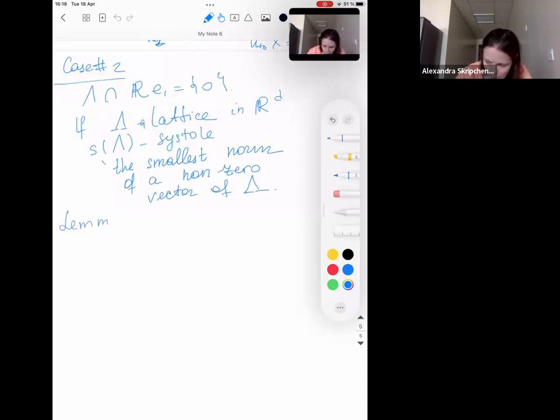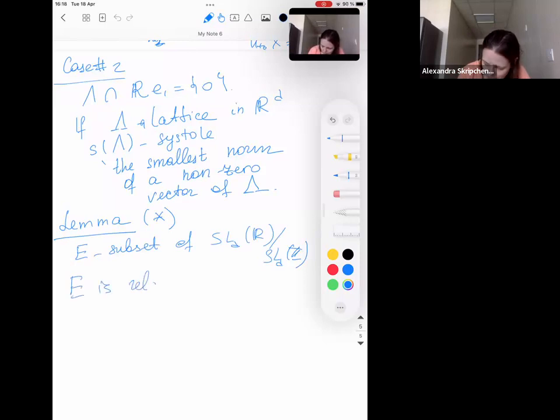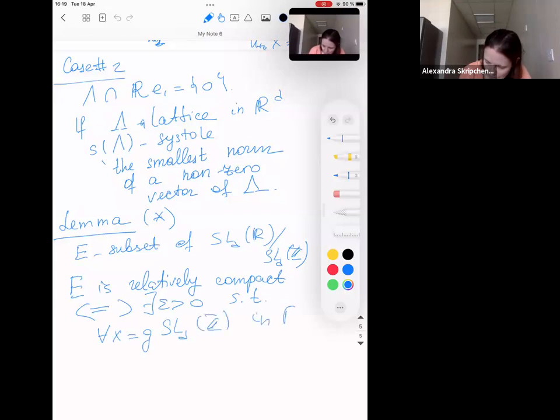So the lemma is the following. I will denote it by star because, as you remember, I told you that we will use it to check how things work in our counterexample. So it's the moment when you will see that it's the same thing. So we choose a subset E of SL_d(R) over SL_d(Z). And E is relatively compact if and only if there exists a positive epsilon such that for any X equal to G SL_d(Z) in E, the systole can be separated from 0 by epsilon. So let me prove this statement.